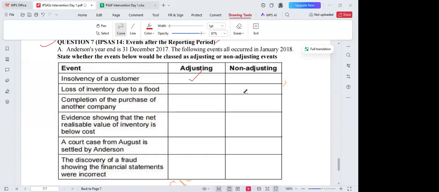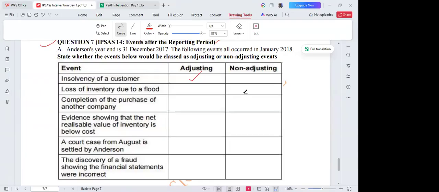The flood happened after the reporting day, so it is non-adjusting. We disclose it when it is material, and the event is material, so we disclose it rather than adjusting. Okay, let's go to Collins. Collins, what about you?